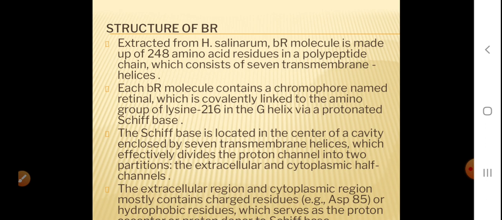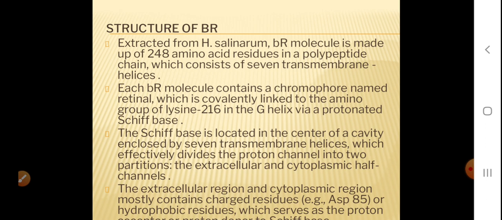Okay, so this Schiff base is located in the center of a cavity enclosed by the 7 membrane helixes. Okay, this is what effectively divides the proton channel into two partitions, the extracellular side and the cytoplasmic side. Okay, so the extracellular region and cytoplasmic region mostly contain charged residues or hydrophobic residues, which serve as a proton donor to the Schiff base.